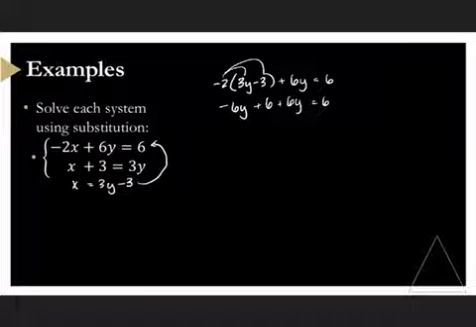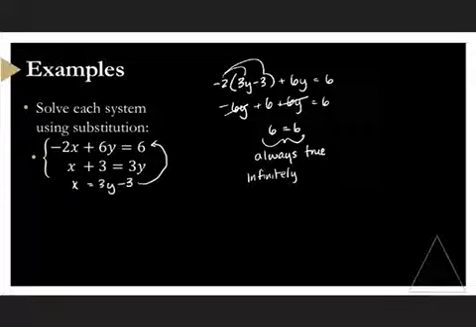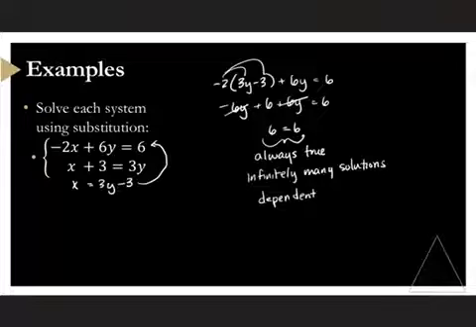Plus 6y equals 6. And then these cancel. So our 6y's cancel and we end up with 6 equals 6. When that happens, we have something that is always true. And if it is always true, that means we have a scenario where we have infinitely many solutions. And so then we classify this as a dependent system. It's the same line, it's just written in two different ways.